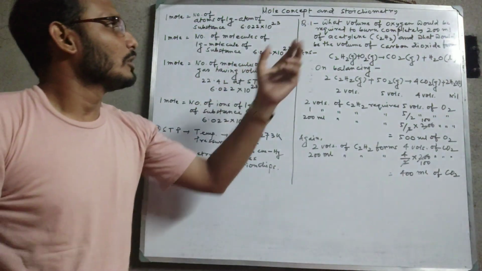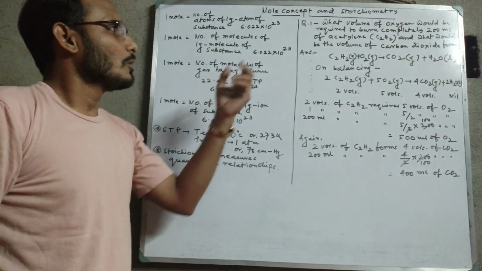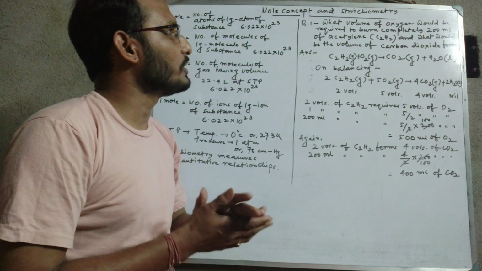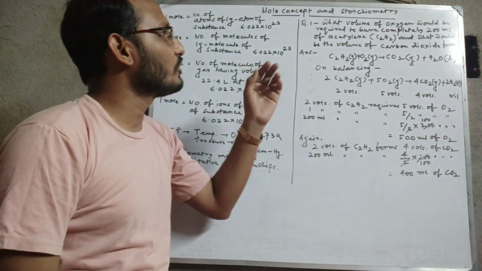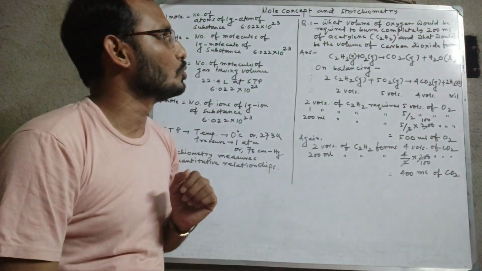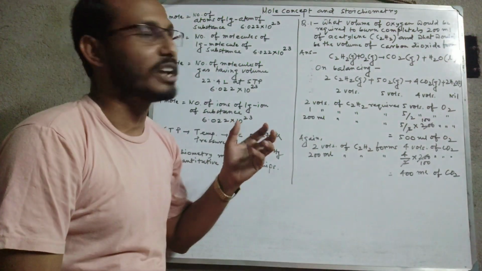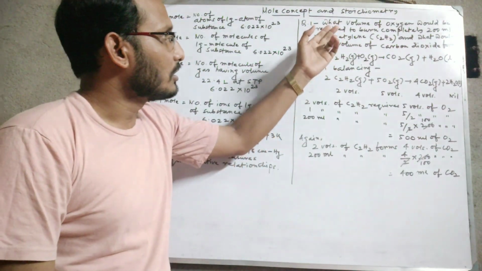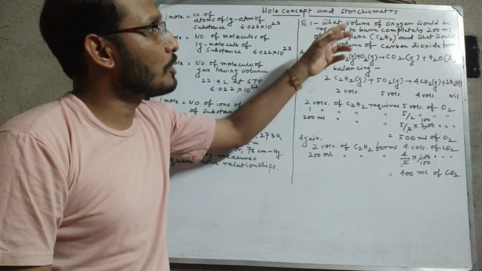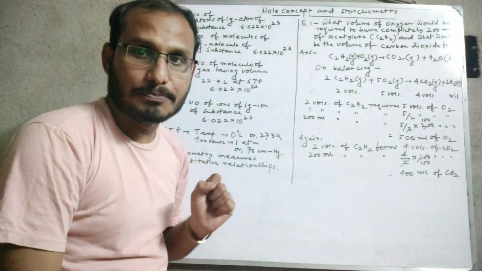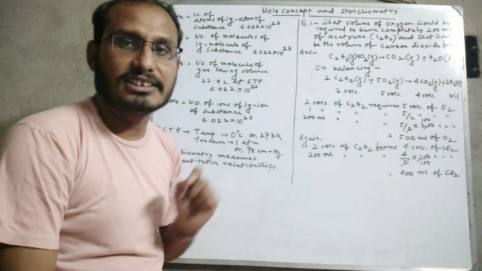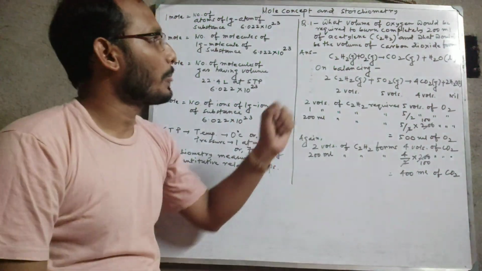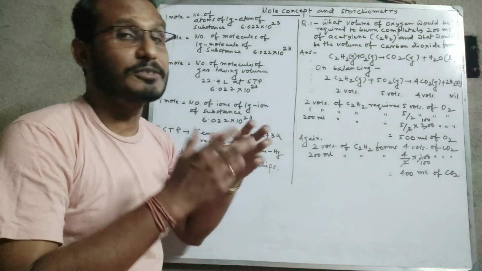Here, one numerical is given: what volume of oxygen would be required to burn completely 200 ml of acetylene, that is C2H2, and what would be the volume of carbon dioxide formed? The formula of acetylene is C2H2.